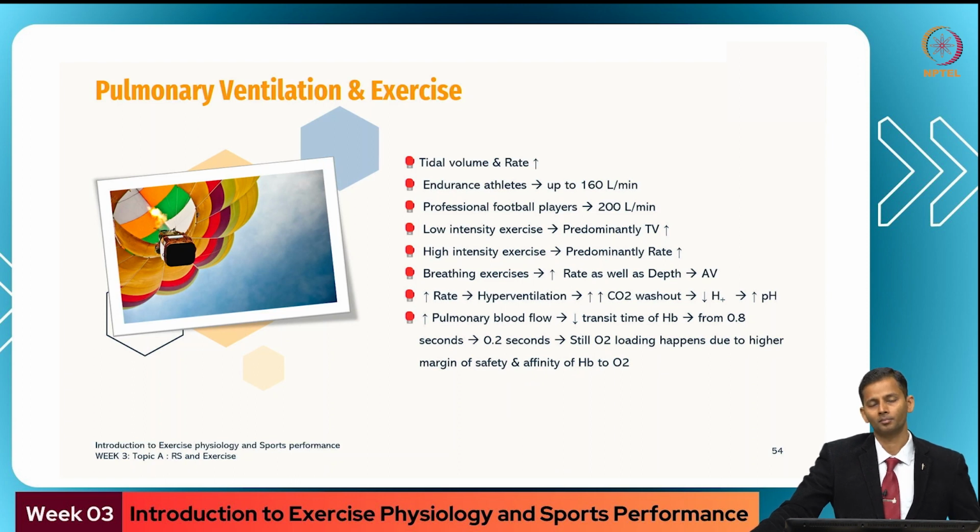So increasing the pulmonary blood flow can also decrease the transit time of the blood. So it's simple mathematics. When you increase the amount of blood through a particular pipe, you will find that the molecules will move faster. The transit time is going to be reduced. So that is seen, like from 0.8 seconds, it can be reduced as low as 0.2 seconds. So that is the time that is available for gaseous exchange as well.